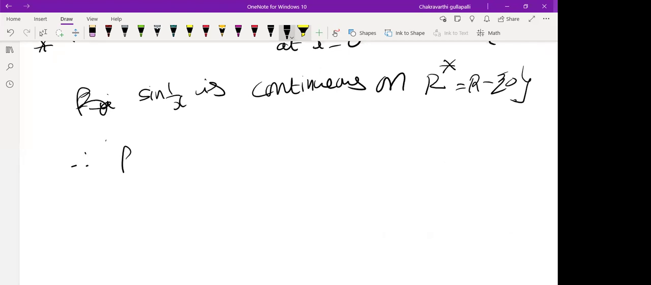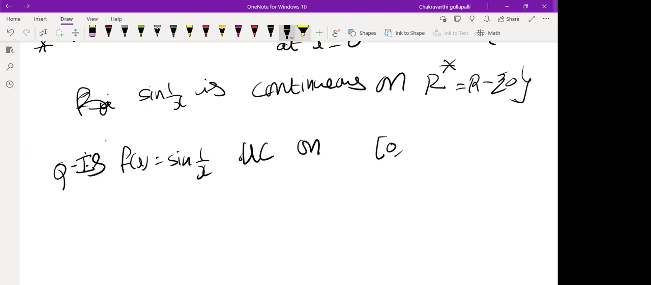Therefore, f of x equal to sin 1/x. The question is: is f of x equal to sin 1/x uniformly continuous on which interval?